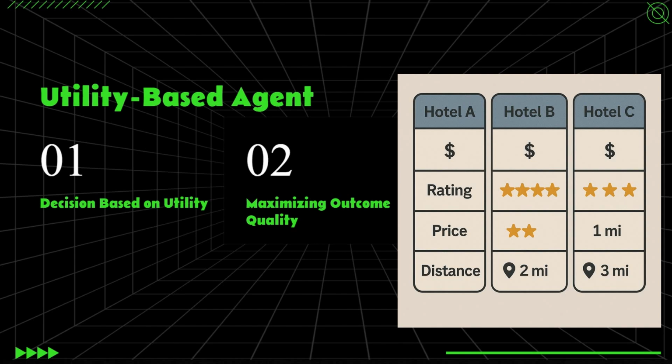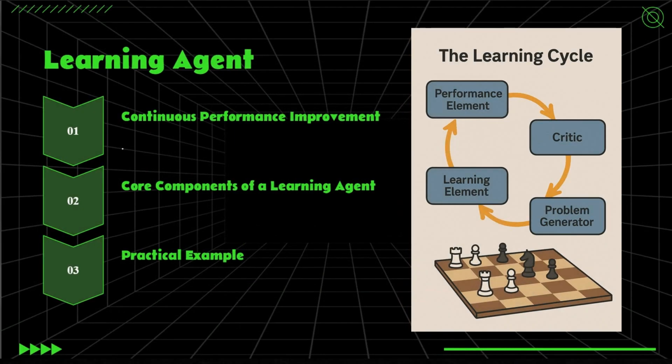Alright, so let's move on to the last agent, which is the learning agent. This agent doesn't just follow rules or pick the best outcomes. It actually learns and improves over time based on what happens. A learning agent has four main parts, each with a special job. The first one is the learning element, which means it learns from its past experience. The second one is the critic. The critic gives feedback, like what worked well, or try something else.